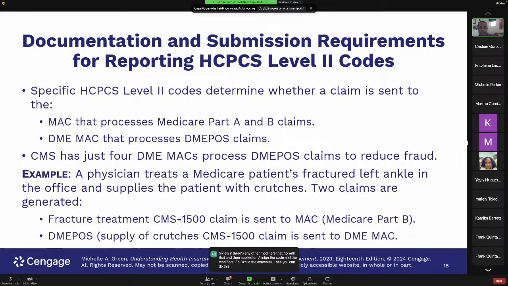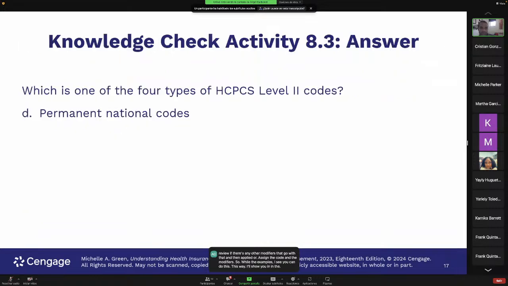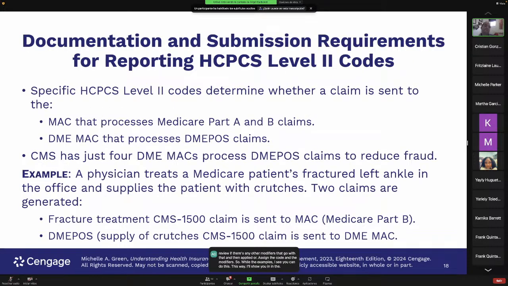So one of the examples, let me see if I can do this this way. I'll show you in the web page. So documentation, and this is something that you need to understand.